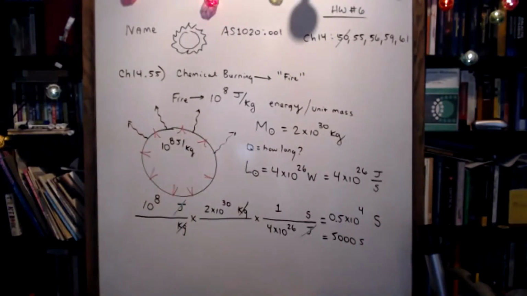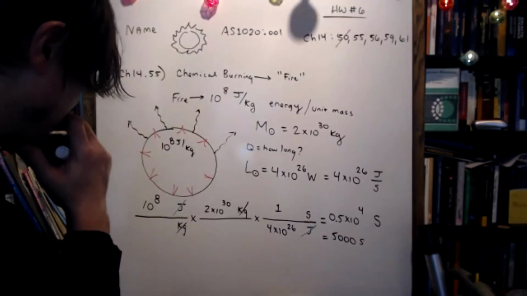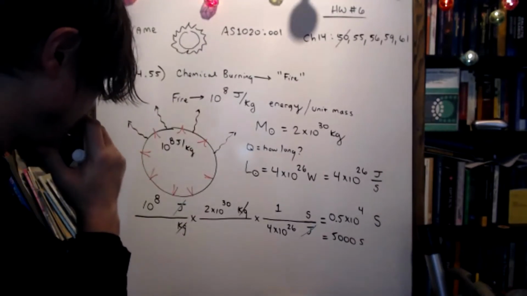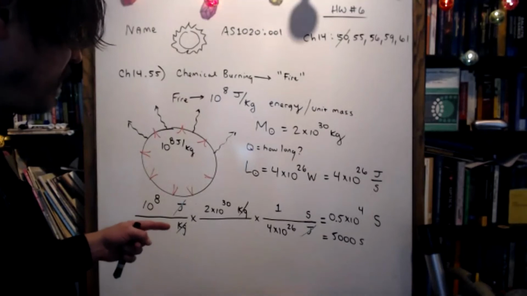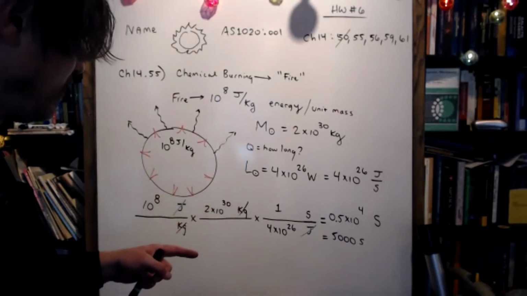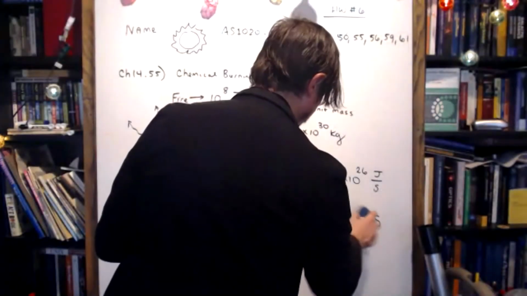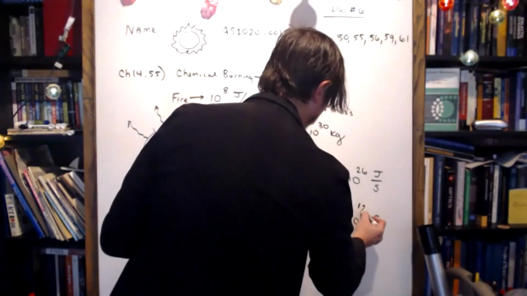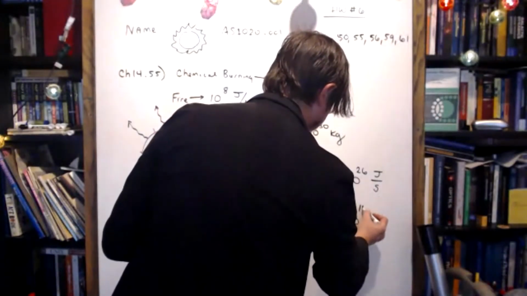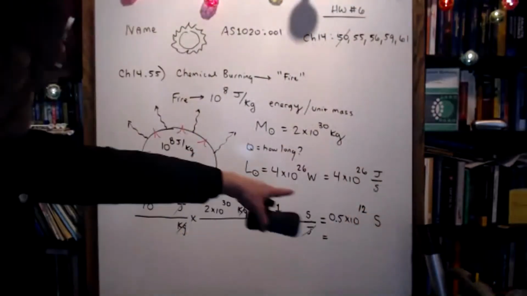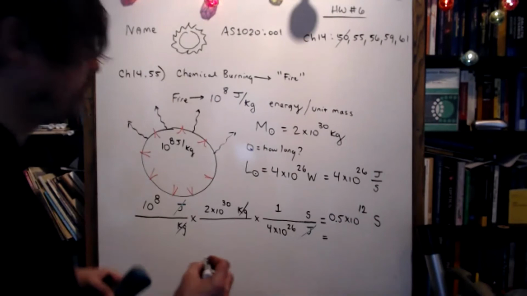Wait a minute. Something is wrong. We did something wrong somewhere. 38 minus 26 is not 4. Oh, it's 12. I was thinking because we were doing 30. Yeah, I would have done that too. So if it's 5 times 10 to the 12 seconds, it's also the same as what? 0.5 times 10 to the 12 seconds is the same as 5 times 10 to the 11th.